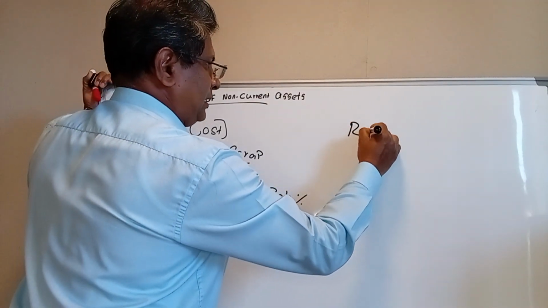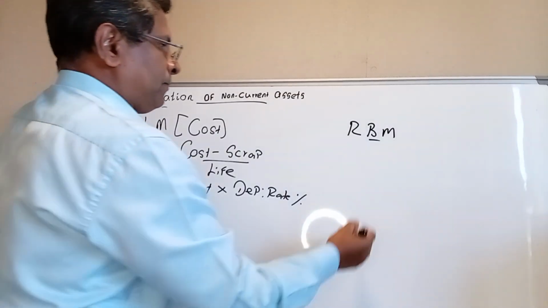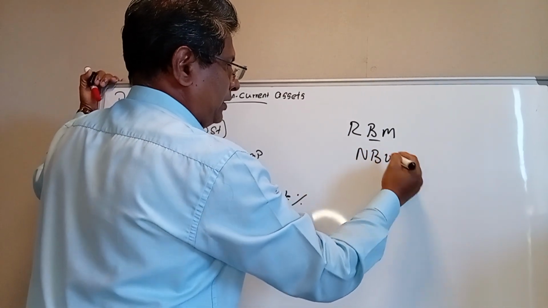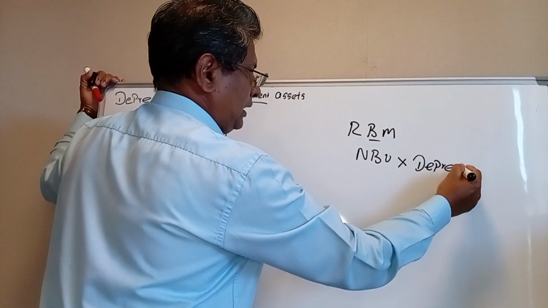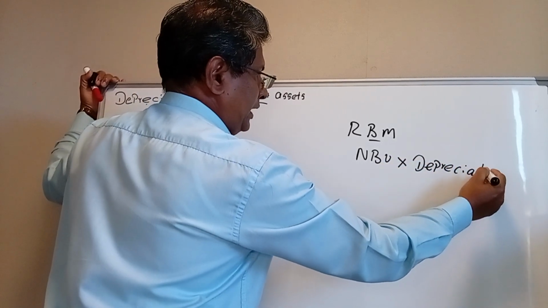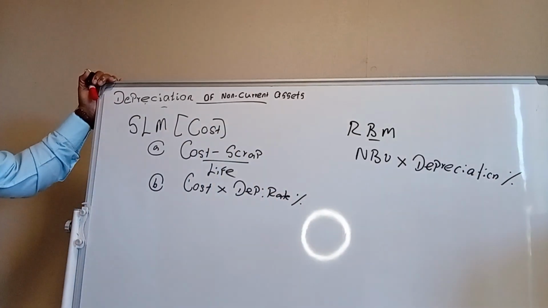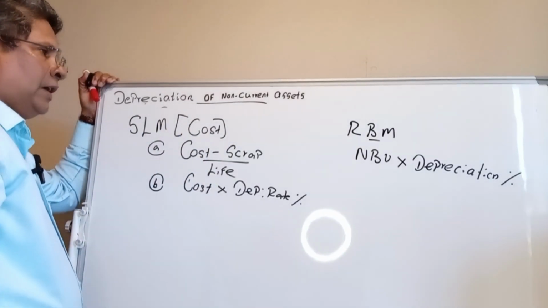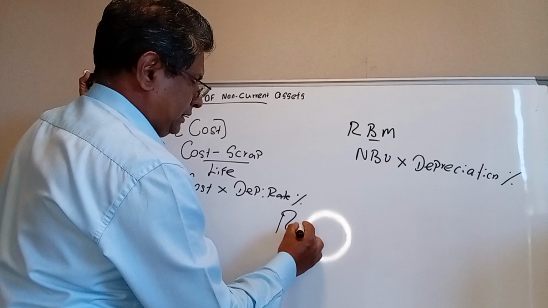Reducing balance method, the one that most of us do struggle. The depreciation will be found the net book value into the depreciation rate. The net book value into the depreciation rate. Okay, or the written down value into the depreciation rate. The third method that is there in the syllabus is the revaluation method.